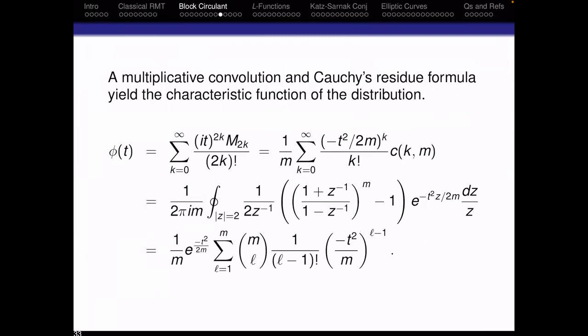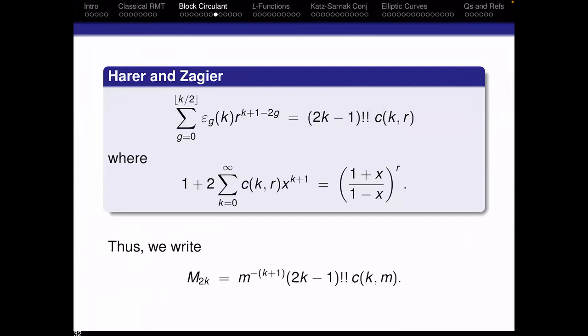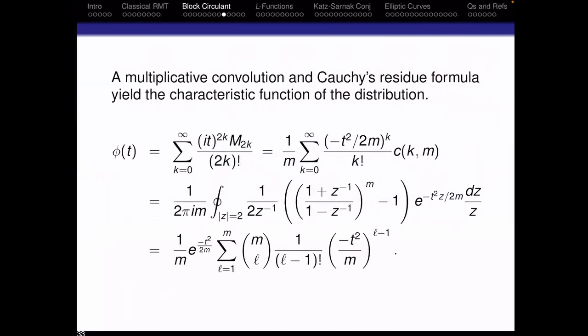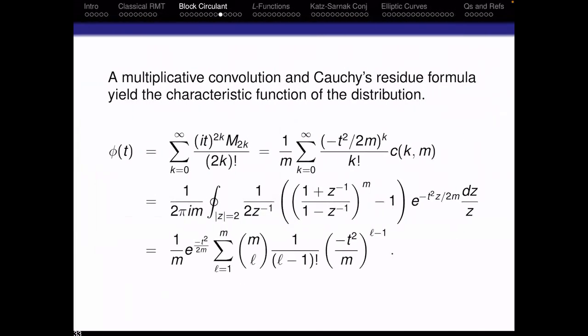Because we know the c_k form this beautiful relation. If we sum the c_k x to the k plus 1, it's (1 plus x over 1 minus x) to the r. So when we put that in here, we now have a nice function to the mth power. Can we do an integral like this?